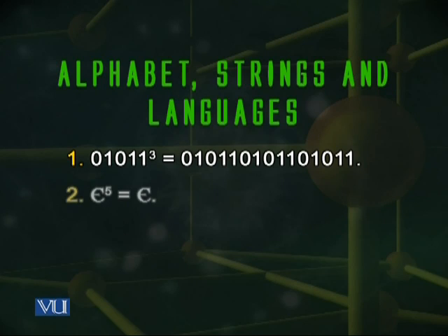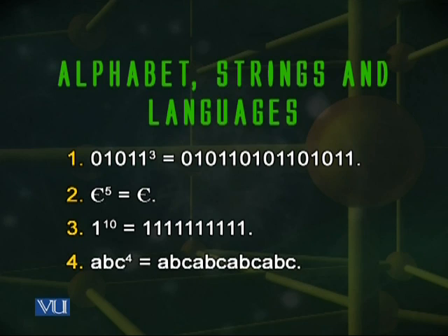Well, what would it be if I take the empty string and raise it to the power 5? That would be like writing the empty string 5 times. But the empty string consists of no symbols, so I'm writing nothing 5 times, so I get the empty string back. Similarly, if I take the string 1, which consists of only one symbol 1, and raise it to the 10th power, I will get 1 repeated 10 times.